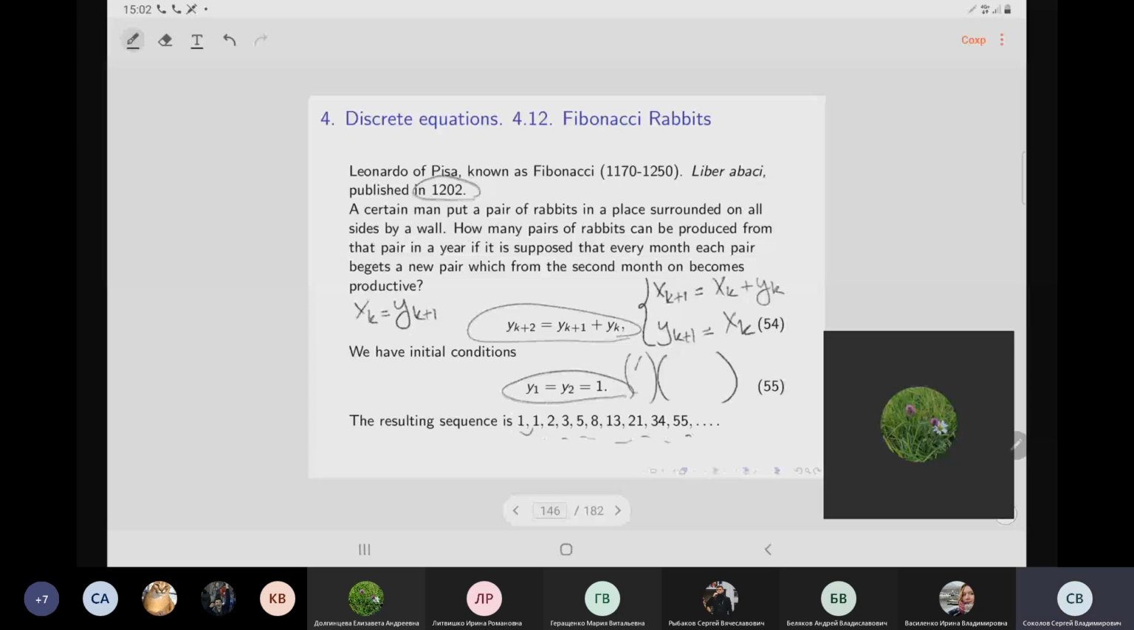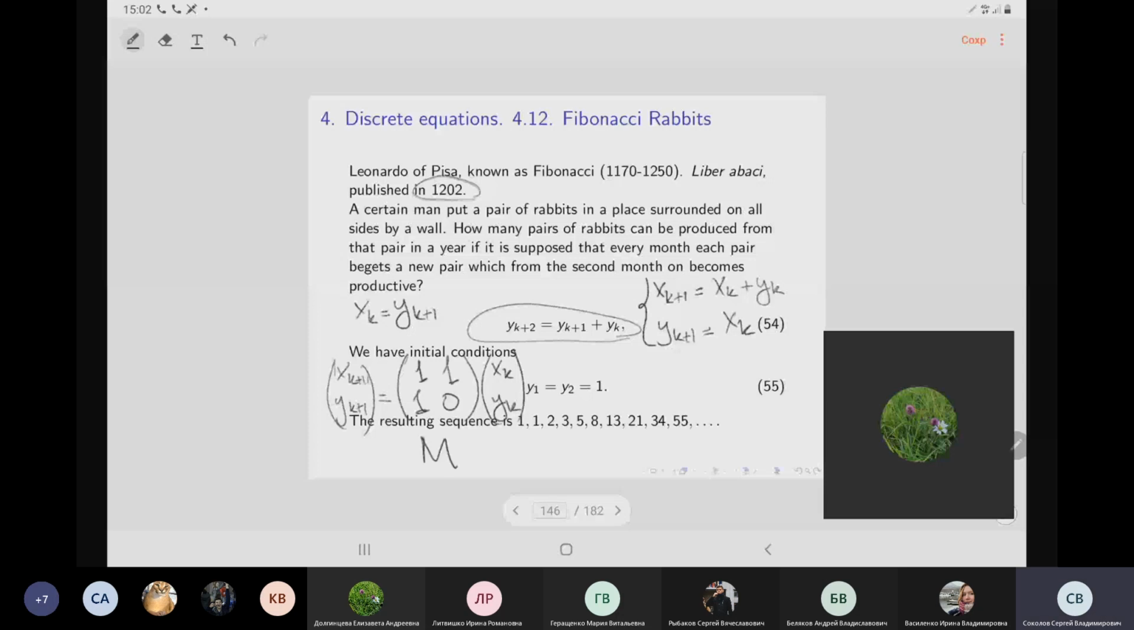So the matrix, we can rewrite it. Just a moment. We can rewrite it in matrix form. So xk plus 1, yk plus 1 is a matrix multiplied by xk, yk. So it is 1, 1, 1, 0. It is our matrix M.